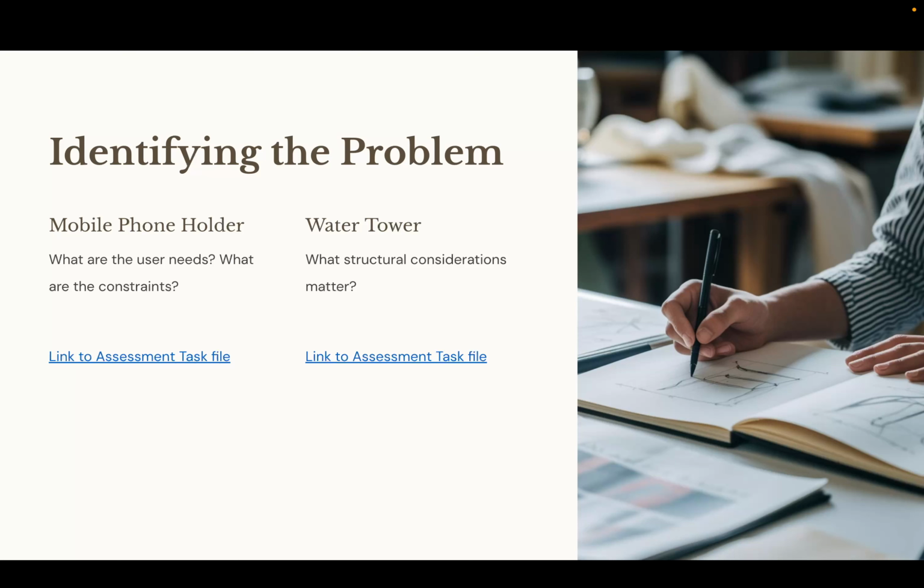So for the mobile phone holder, what do users need from a phone holder? What are the constraints, such as size, materials, and manufacturing methods? While for the water tower, how should the structure be designed? What factors impact strength and stability? A well-defined problem is the foundation of good research.